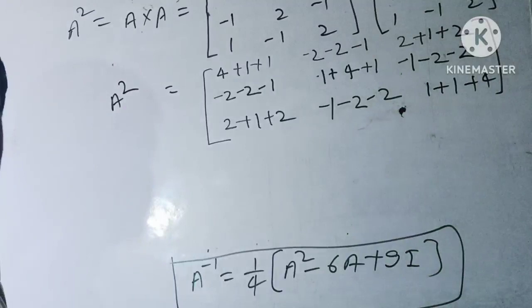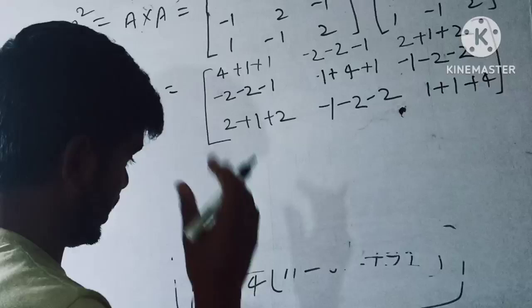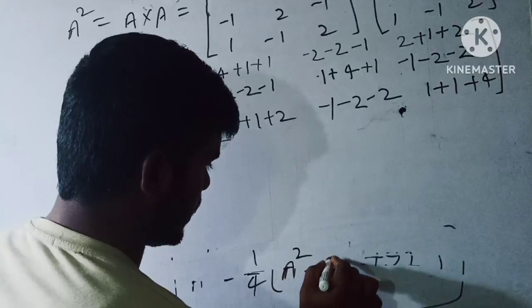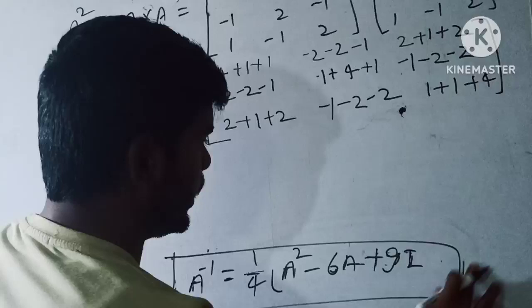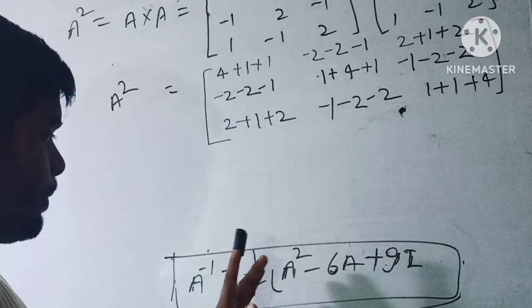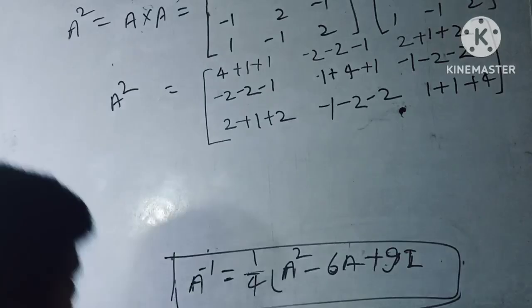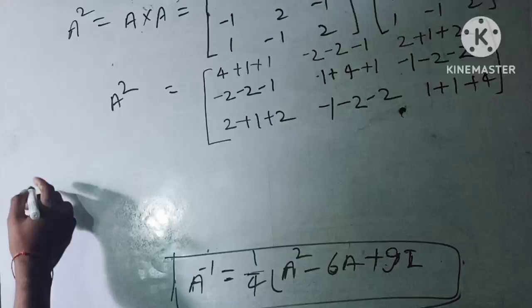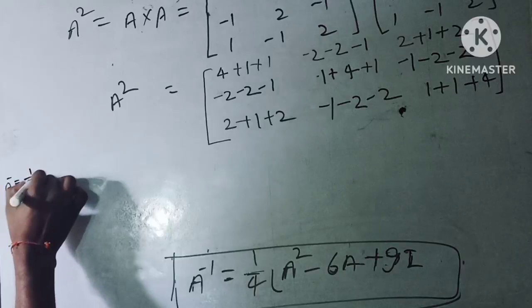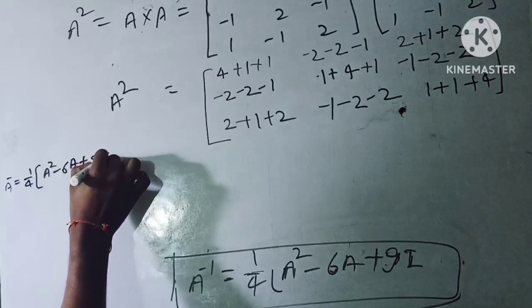So, number 4, A square minus 6A plus 9A. We have to remember this equation, right? Because we have to find the value of A inverse, right? So, we will write here, A inverse equal to 1/4 (A square minus 6A plus 9I), right?